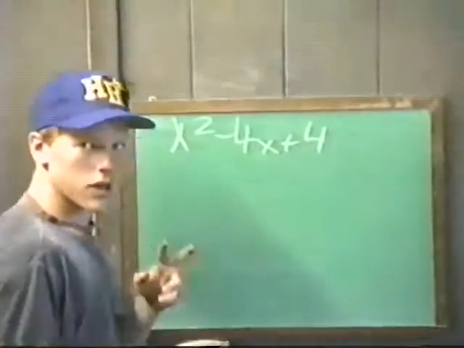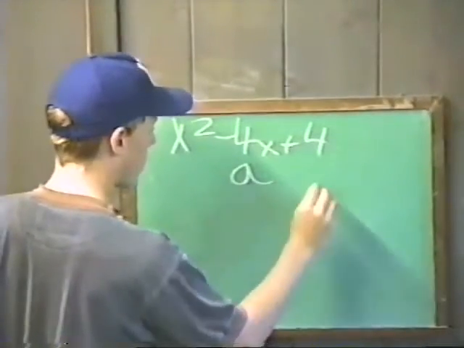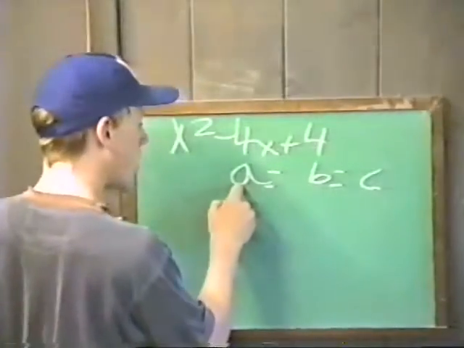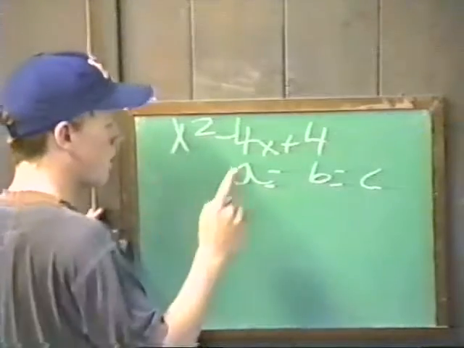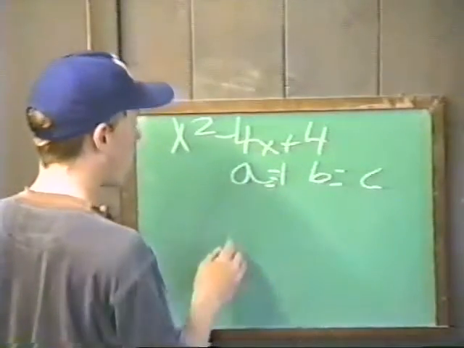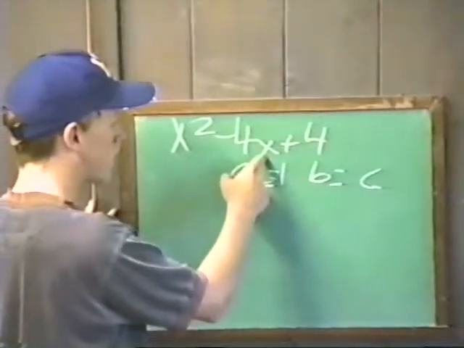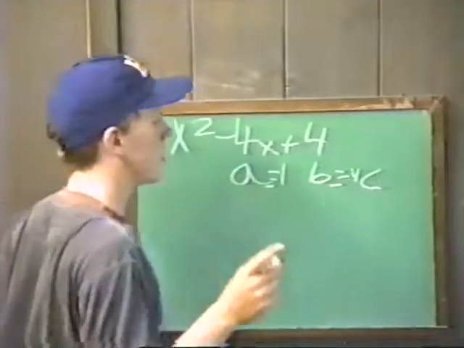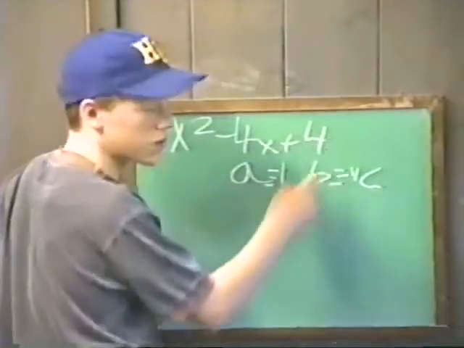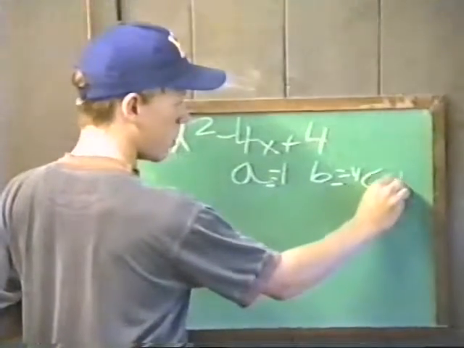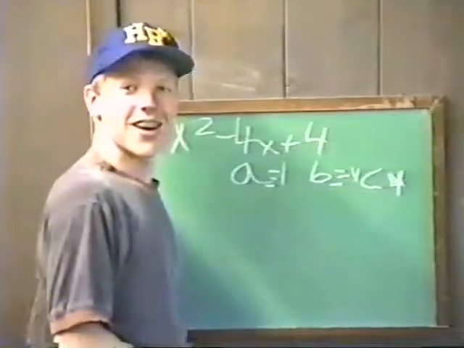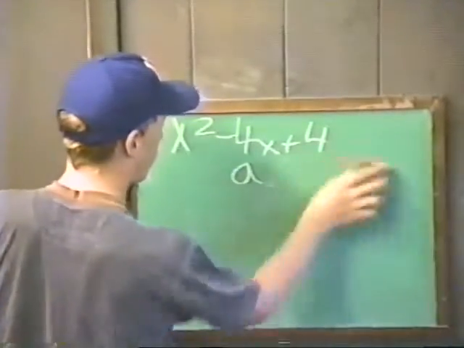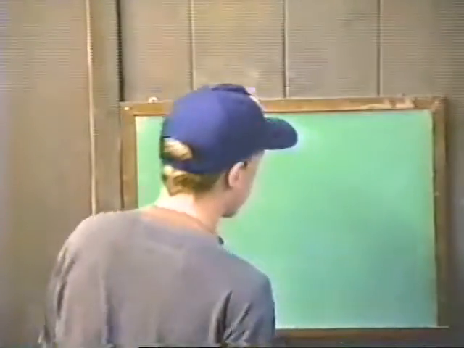In it, you have to remember 3 letters: A, B, and C. A is the number that's in front of the x squared. Since there's no number there, it's 1. A equals 1. B is the number in front of this x, and it's -4. So B equals -4. C is the constant number, or the last one, and that is 4. A equals 1, B equals -4, and C equals 4. I'll write that up here.